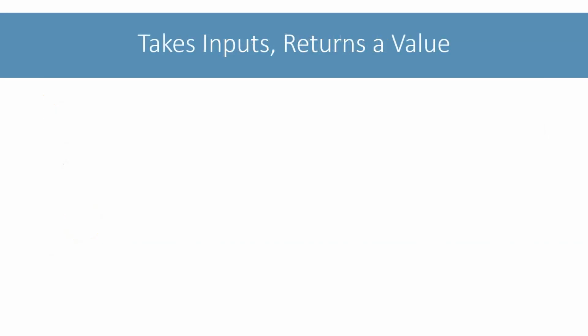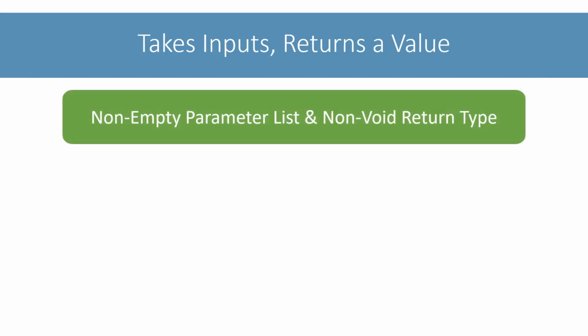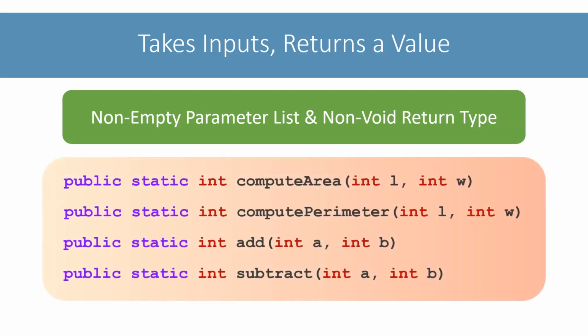The first type of methods are the ones that take inputs and return a value. Such methods are characterized by a non-empty parameter list and a non-void return type. Most of the methods we have seen so far are of this type. Take the examples of compute area, compute perimeter, add and subtract methods. All of them were accepting some inputs and returning a value. Let's look at two more examples of such methods.